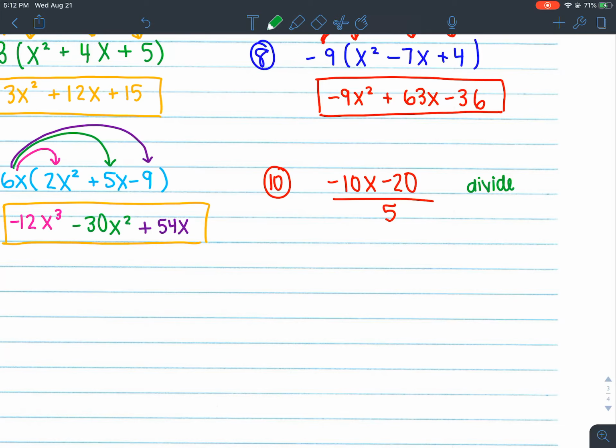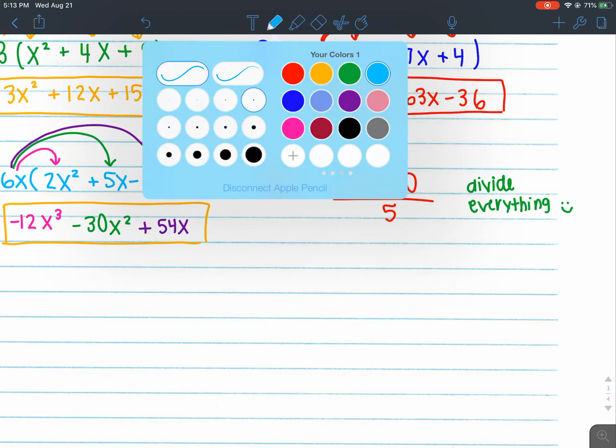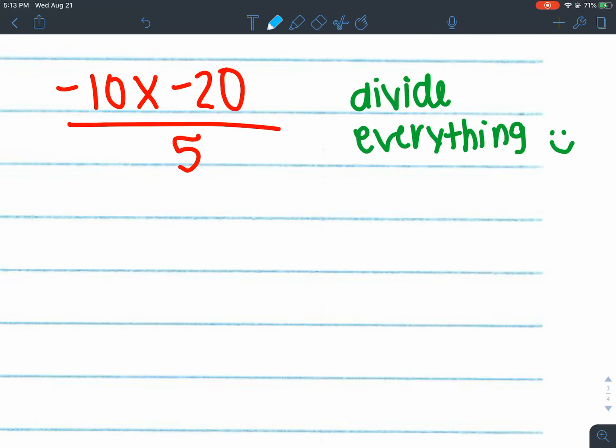Let me see what my exact words were in class. Let me double check. My exact words in class were divide everything. So let's just divide everything.